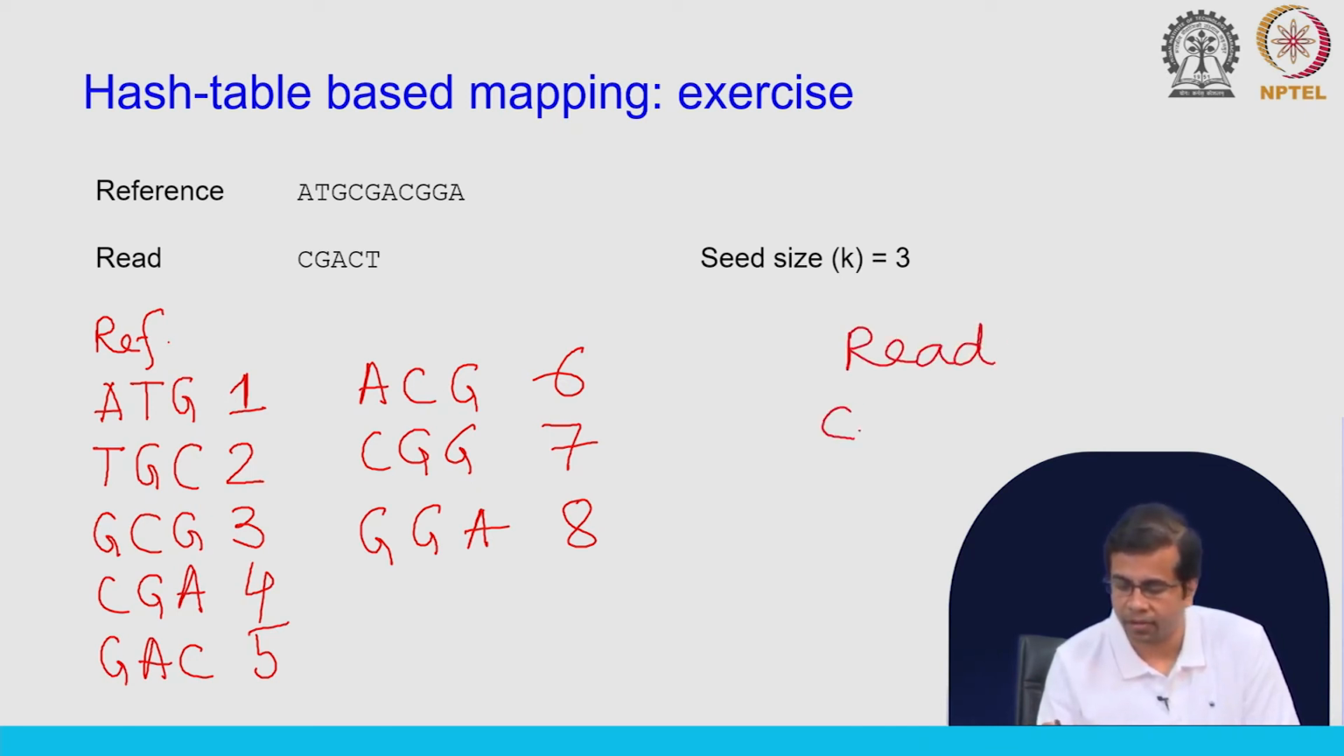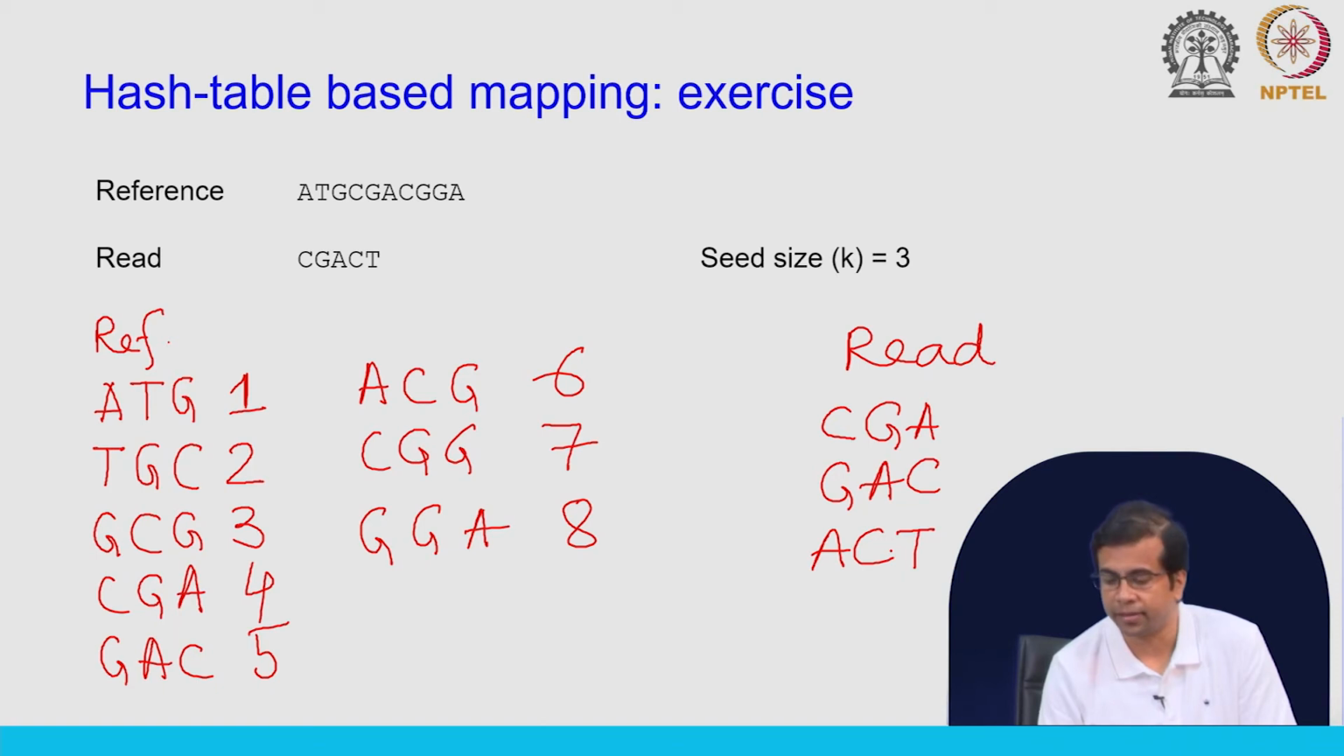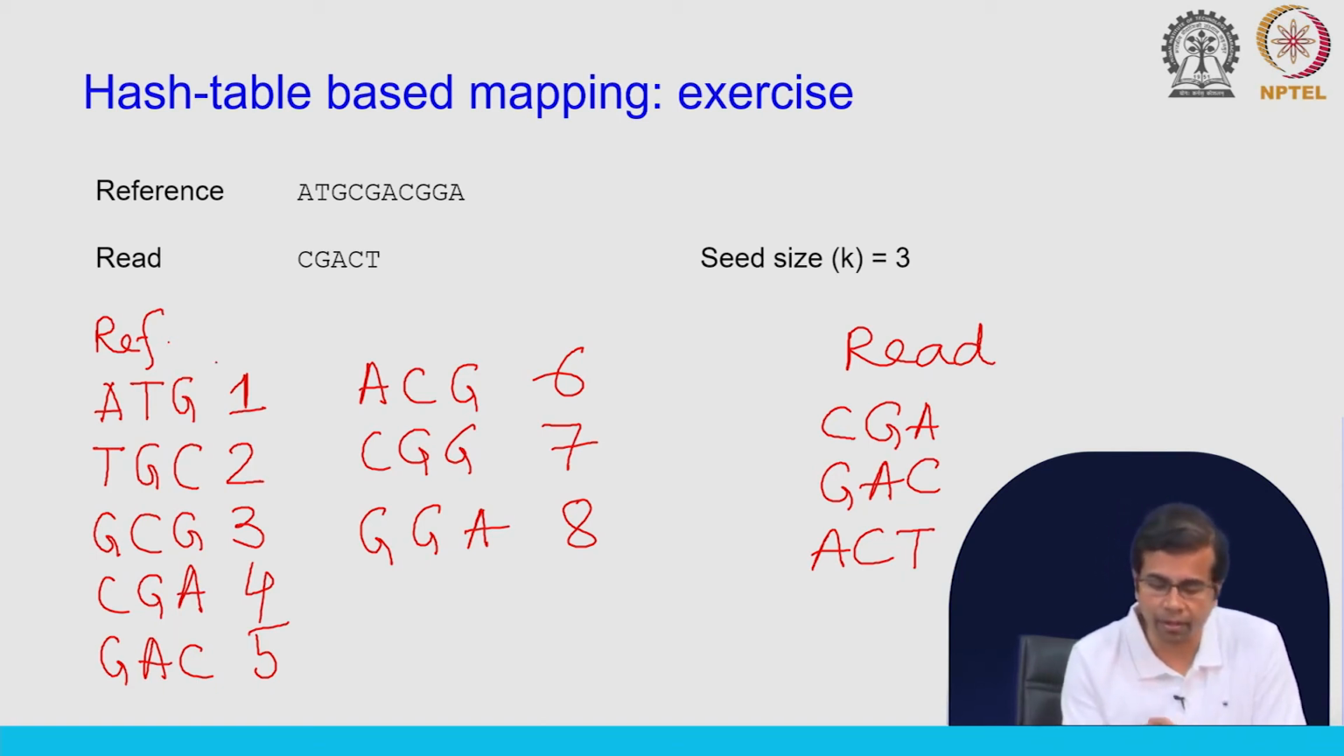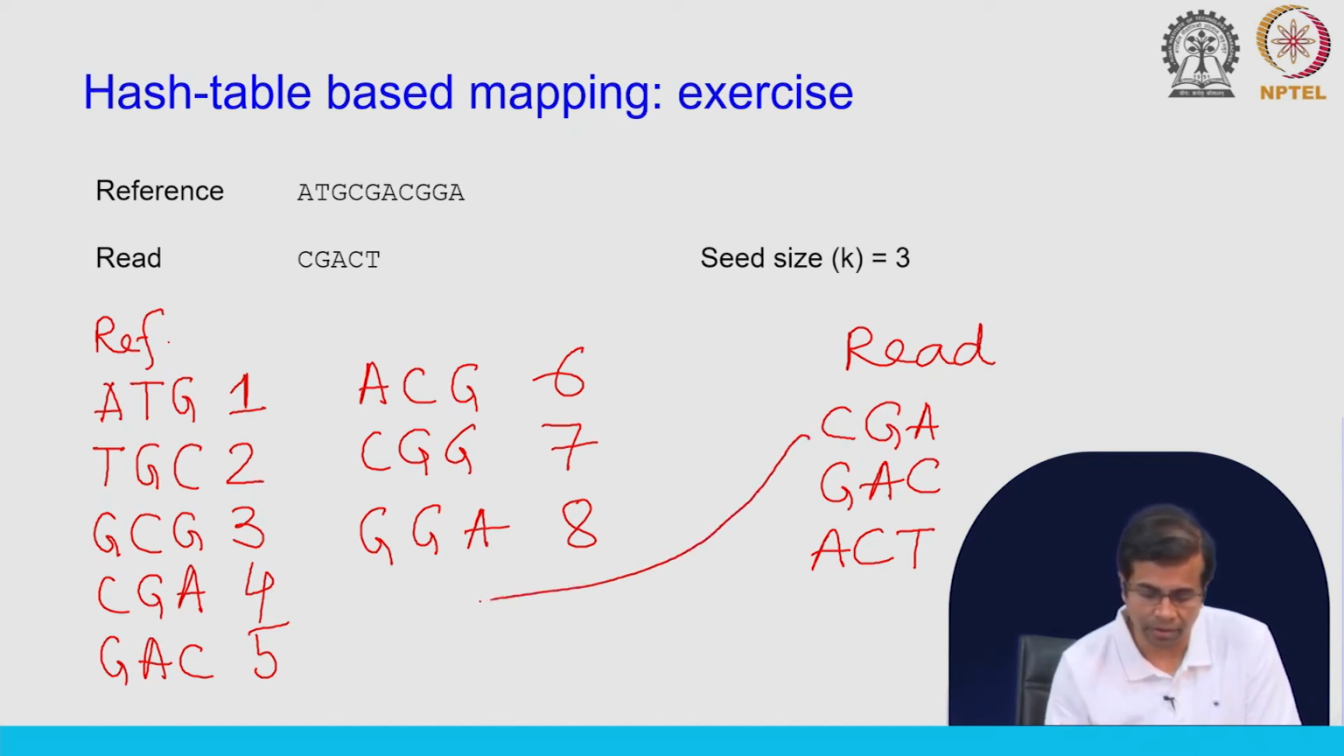So, for the read, we have the same seed size: CGA, GAC and ACT. We have generated these 3, and we can now search the hash table. This is the hash table here, we have the keys and the values, and let us search. The first one we will search is CGA, and we see it is here, and the value is 4. So, it is matching to the 4th position.